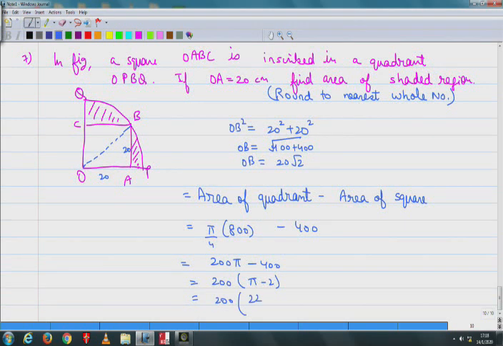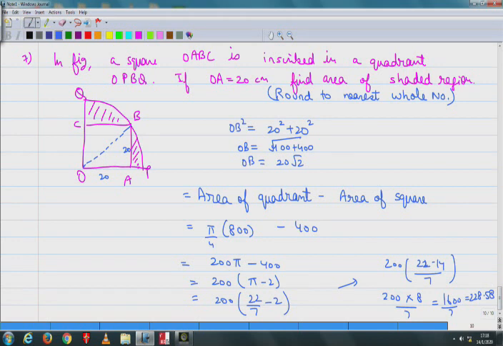So 22 by 7 minus 2. So that would become 200, and 22 minus 14 divided by 7. So 22 minus 14 is 8 by 7. So 200 into 8 by 7, and then you will get 1600 divided by 7. So 228 point something, which, since you are saying 228.58 as you are giving the answer, that is correct.